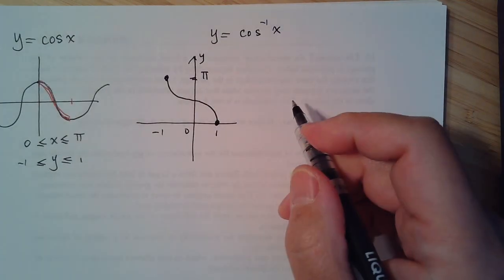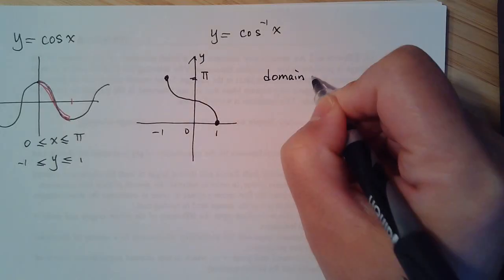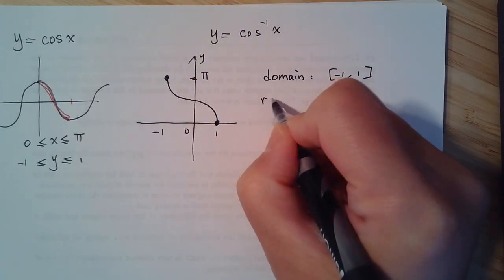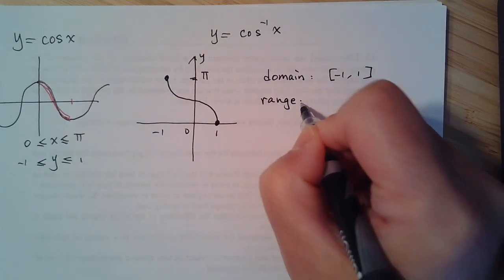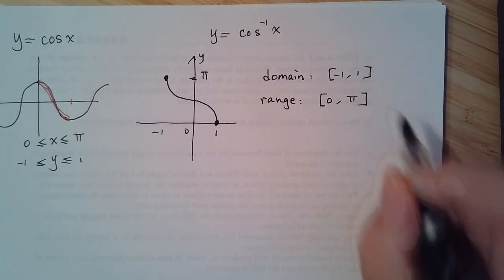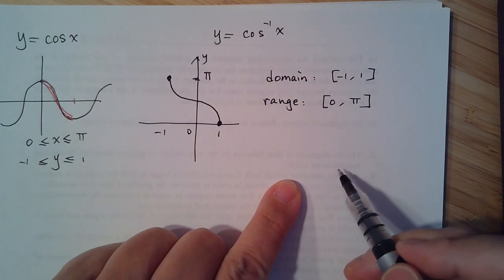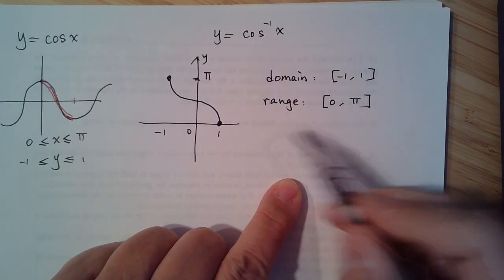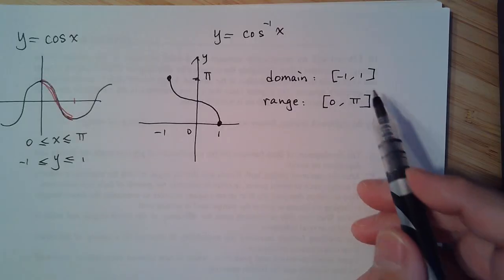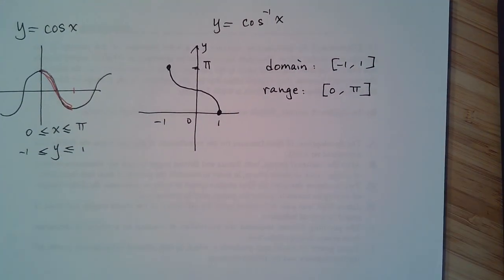Okay. And the domain is -1 to +1. The range is 0 to pi. In this range, from 0 to pi, I get all the cosine values from +1 all the way down to -1. So that covers everything. This is the cosine inverse.